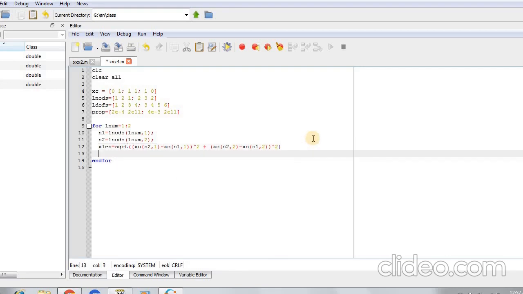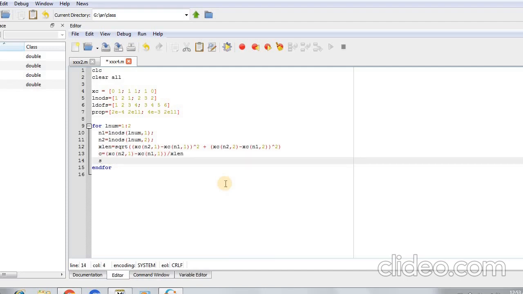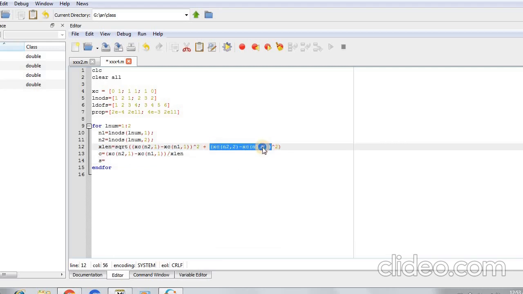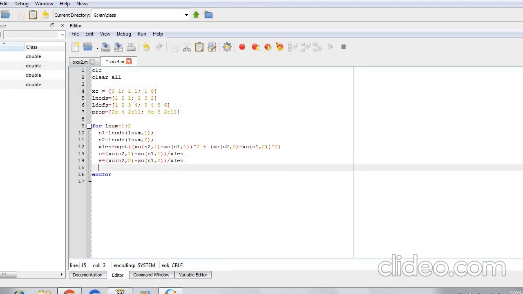So now cos is equal to this difference, the difference in x coordinate, copy, paste, divided by x length, the length, and sine is equal to, so this one, that is the difference in y coordinates, copy, paste, divided by x length, and I have already done here.